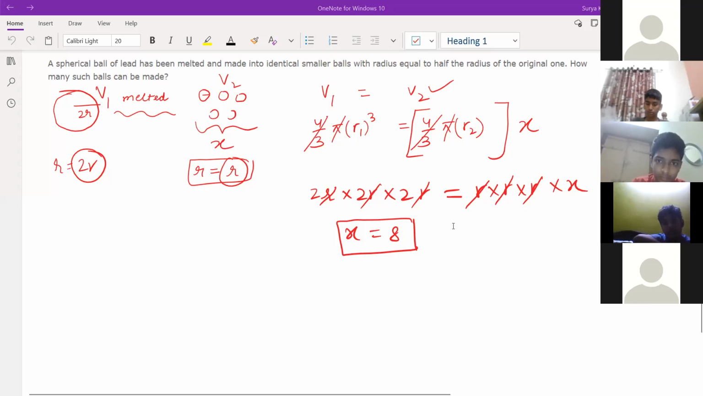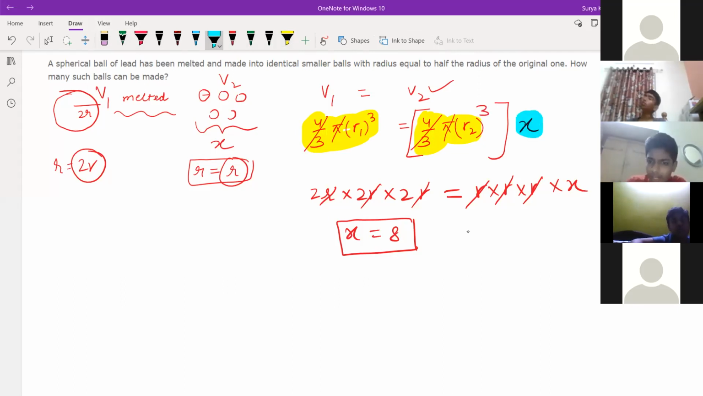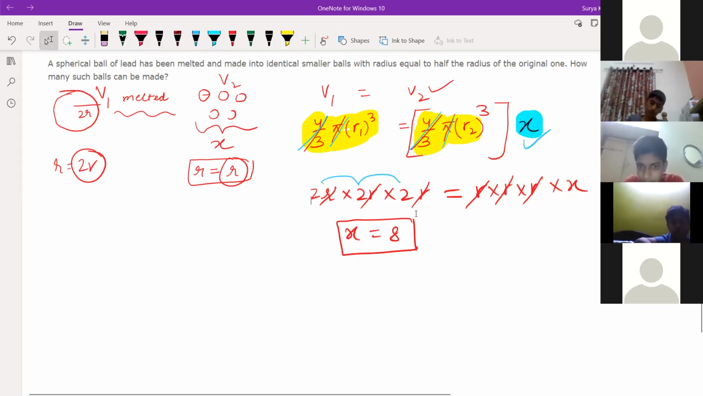Tell me. So children, in this question you have to understand this part only. See, 4 by 3 pi R1 cube, 4 by 3 pi R2 cube. And why are we multiplying by X? This is the main point. Why did we cancel them? Because they are equal on both sides. So 4 by 3 is on the left hand side and 4 by 3 on the right hand side also. So what is equal, we are cancelling here: 4 by 3, 4 by 3, pi, pi. We have to find the value of X here. So X is equal to 2 into 2 into 2, that is 8. Next is question number 4.